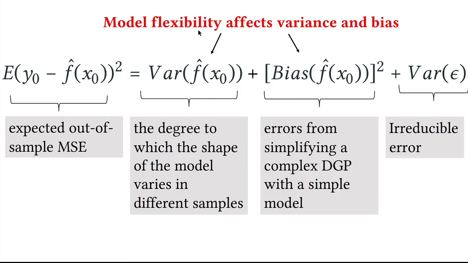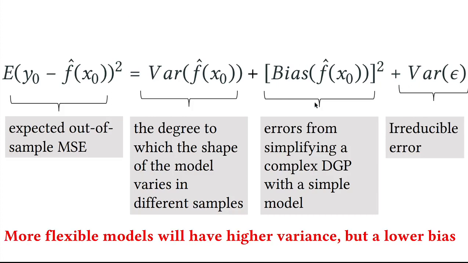And model flexibility directly affects variance and bias. And that's why we call it the variance and bias trade-off, because more flexible models will allow us to have lower bias, but will lead to a higher variance.